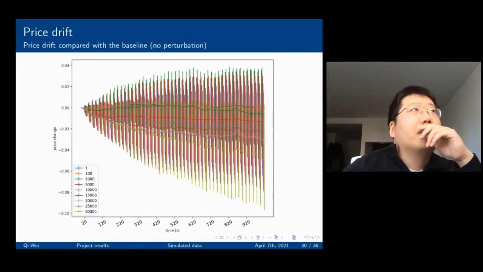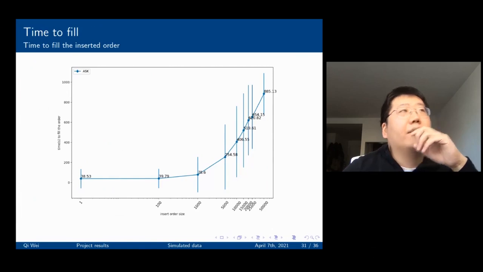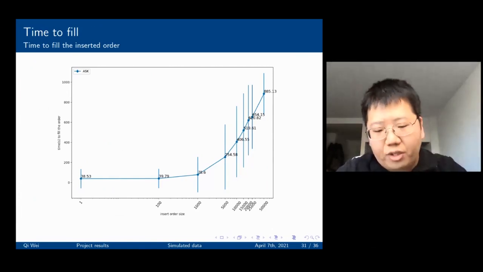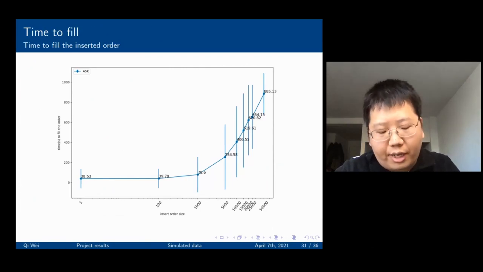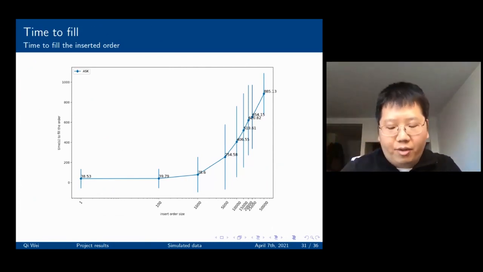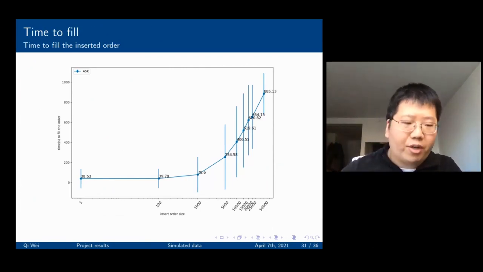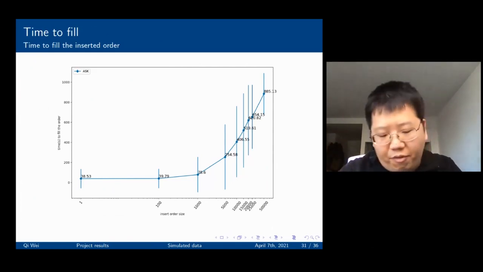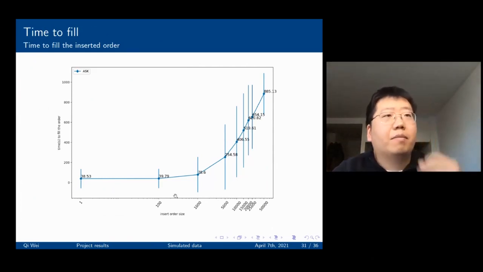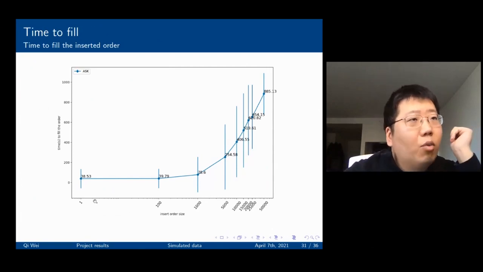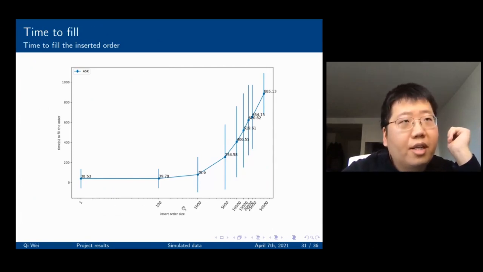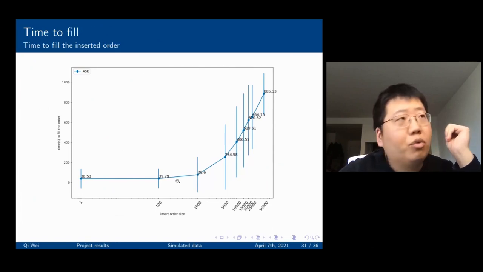Yeah, this is basically a price drift, the same thing. As I mentioned, the time to fill the order means when you place a buying order or selling order in the market, and there is another order from the other direction, it might fill your order. So this is the time to fill the order, okay? And you can see that with the increase of the order size, the time required to fill the order is much longer.